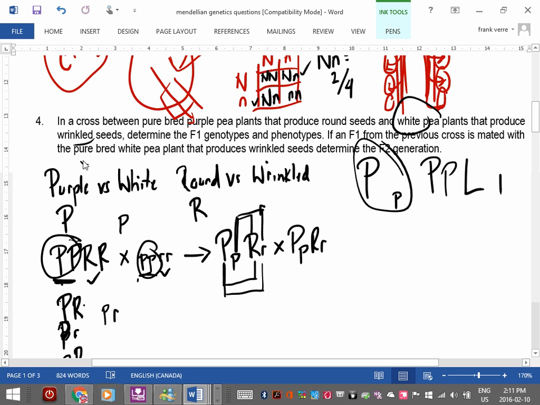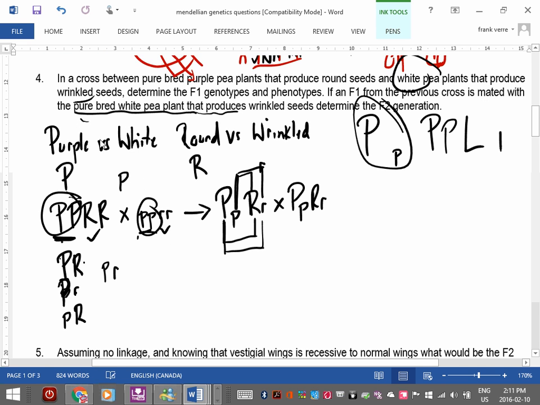No, it says if an F1 to the previous cross is related to the purebred white, oh, yeah, you're right. Okay. So, yes. I thought it was two F1s being mated. So, moral of the story, read the question. So one of the F1s is going to be mated with a purebred white that produces wrinkled. So that would be little p, little r. I apologize. I should have read the question.